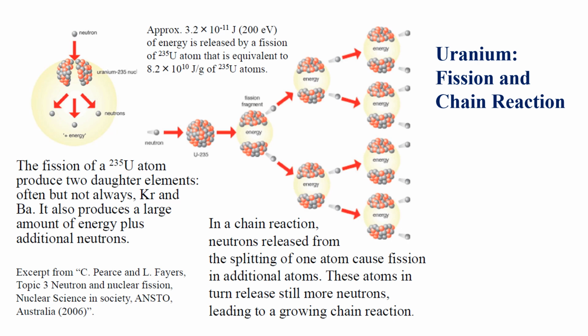So again, this is the fission and chain reaction for your uranium. We have already discussed this one earlier. The fission of uranium-235 atom produces two daughter elements, often but not always your krypton and barium, and it also produces a large amount of energy plus additional neutrons, creating a chain reaction. Your neutrons released from the splitting of one atom cause fission in additional atoms. So as you can see here, which creates the chain, and these atoms in turn release still more neutrons, leading to a growing chain reaction, releasing more energy in the process.